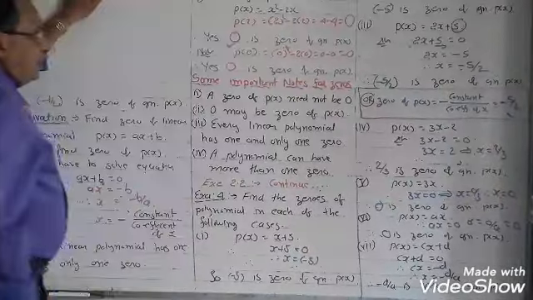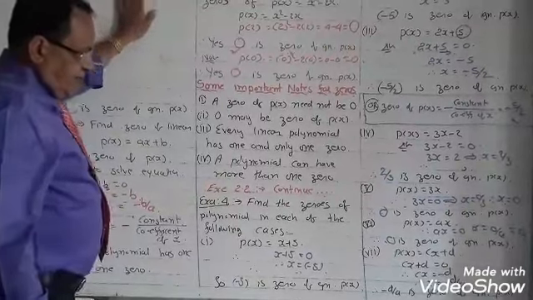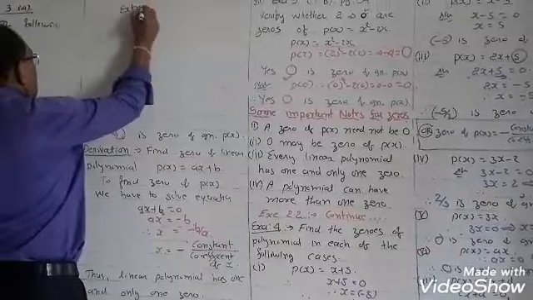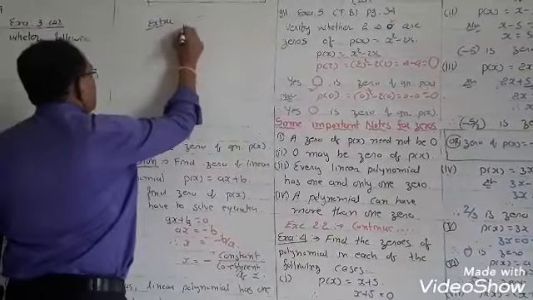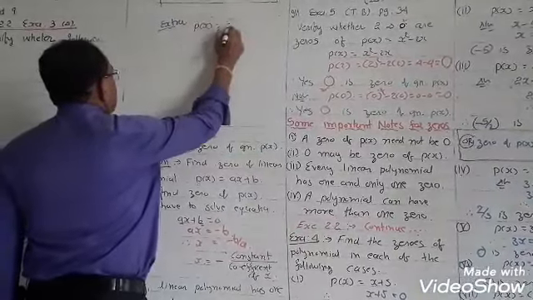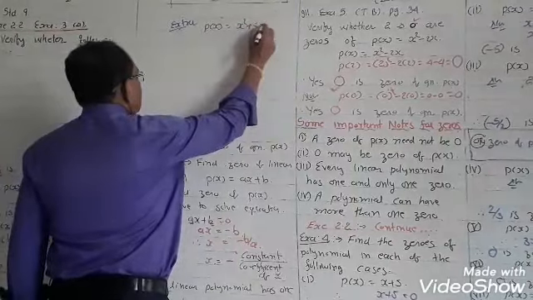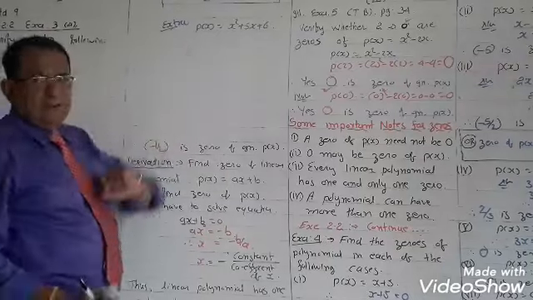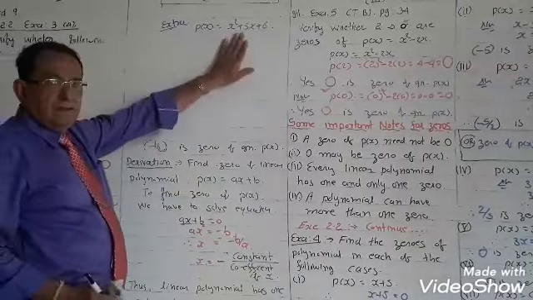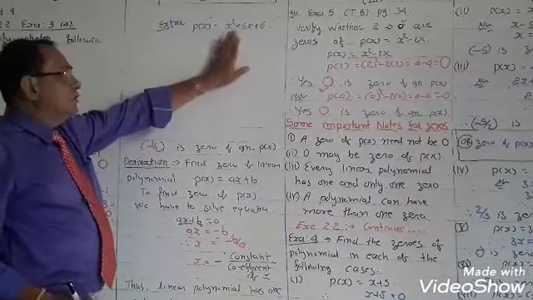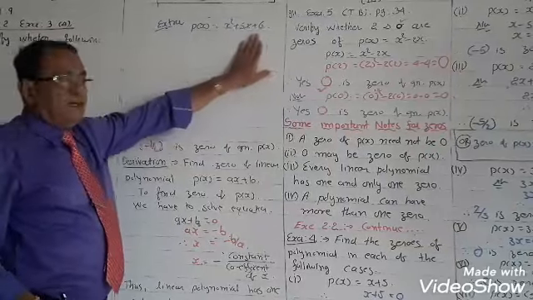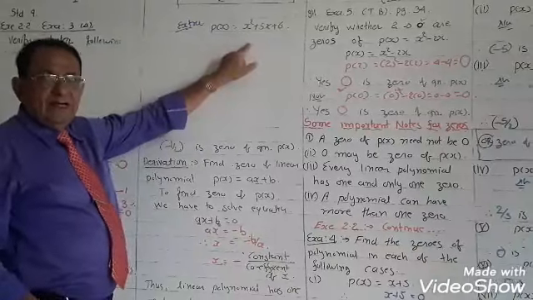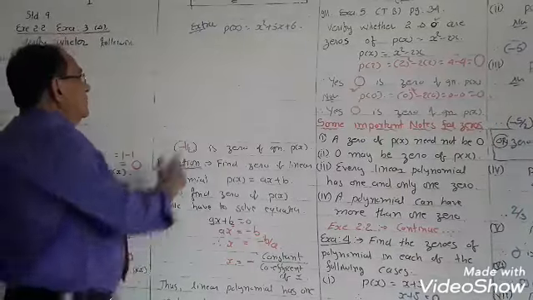I will take one example of quadratic equations, an extra example. Suppose you are given p(x) is equal to x square plus 5x plus 6. Now find its zeros. How will you find it? You have to factorize it and compare, so you will get the answer.